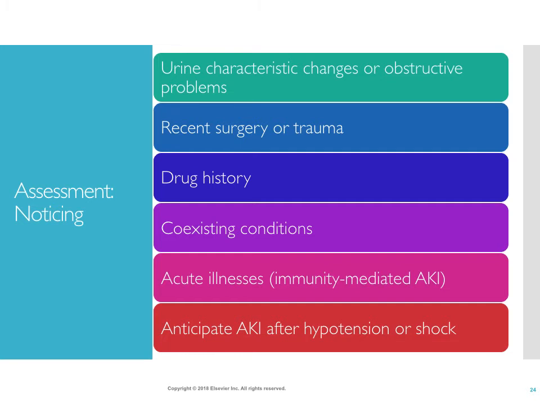We would want to look at coexisting conditions like diabetes and glomerulonephritis. We want to look at acute illnesses, especially if we believe that it's an immunity-mediated AKI, and anticipate AKI after any time where somebody may have had hypotension or shock. So if we've had to code a patient and it's taken us a bit to get them back, we would expect that they're going to have AKI.